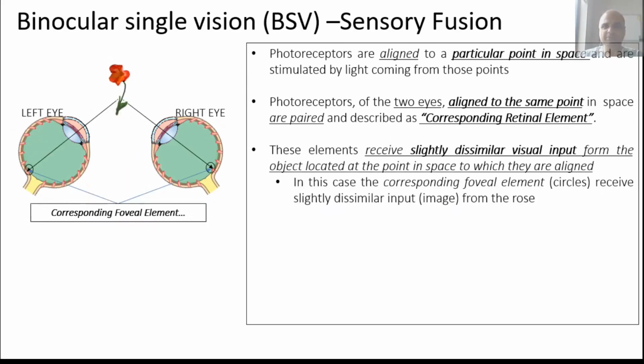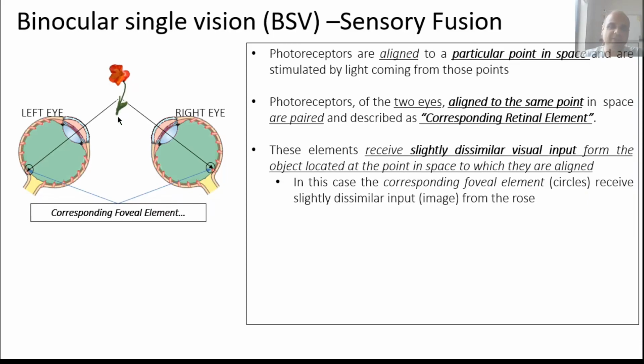So imagine that this person wants to look at this rose, the rose that we saw in the previous picture. The motor fusion has worked, the eyes have converged and are pointing towards the rose. And these are your foveal photoreceptors, because obviously the light from your point of interest always falls on your fovea. So these foveal photoreceptors are again corresponding retinal elements, and these are called corresponding foveal elements because they are located on the fovea. And each of these is going to receive slightly dissimilar visual input, or image, of this rose.